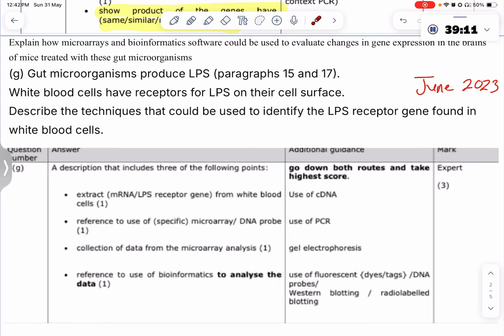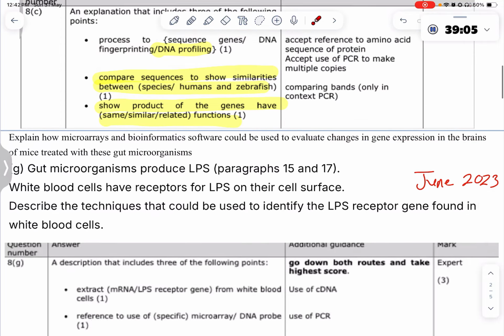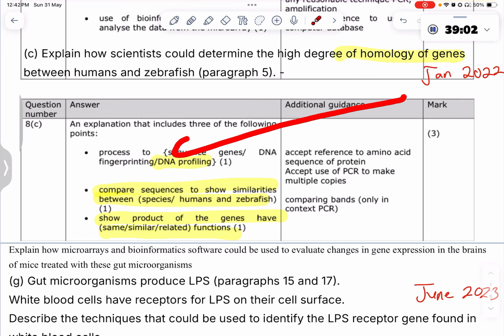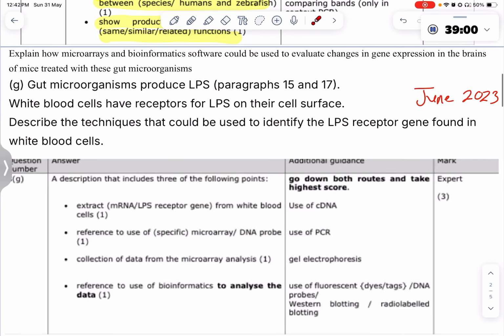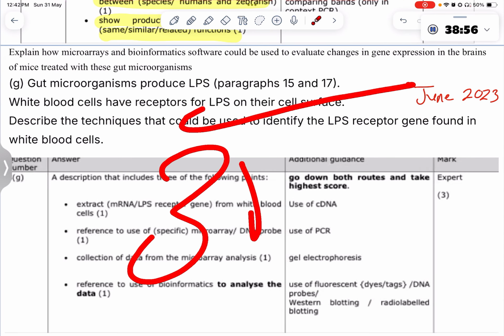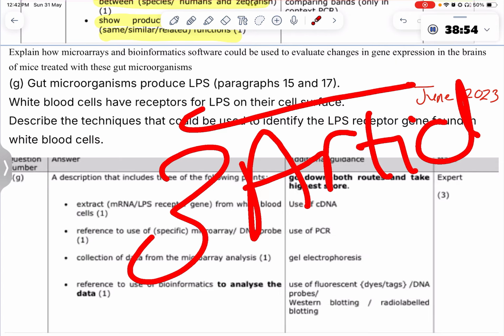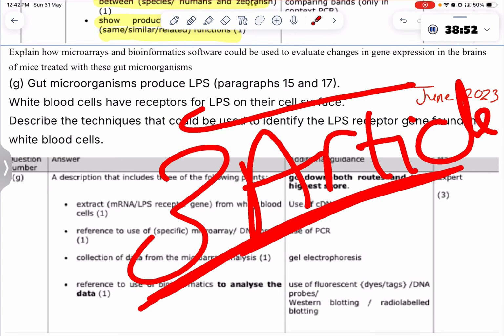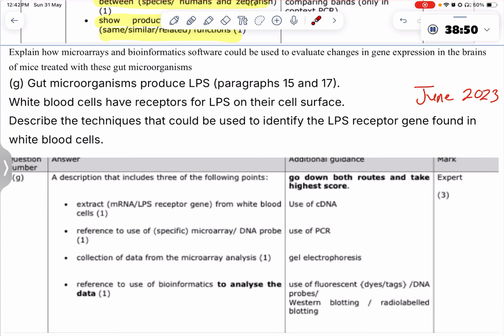Explain how microarrays and bioinformatics software could be used to evaluate changes in expression. This question was an article question. Like we have 3 article questions, so that indicates that articles target this topic. If it's not found in the first 7 past paper questions, they'd be found in the article for sure.